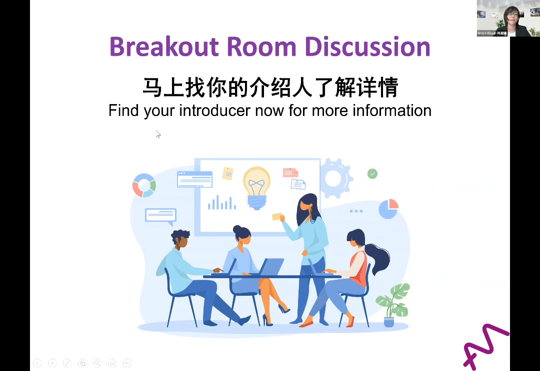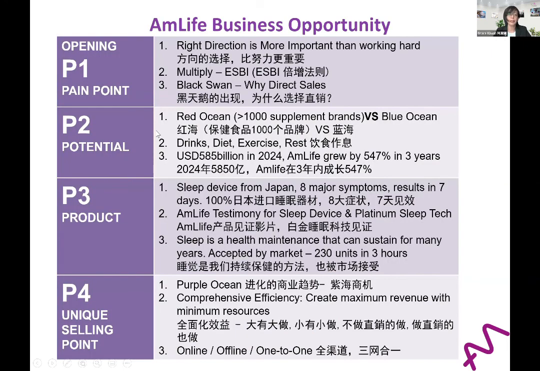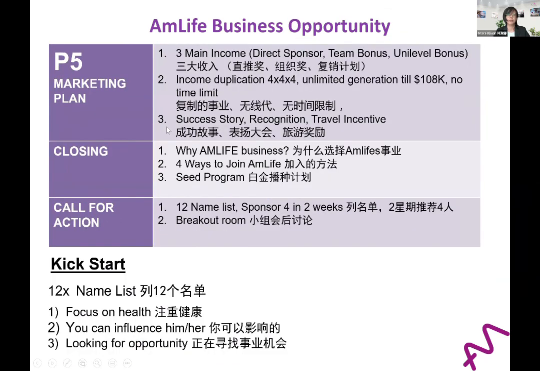Okay, and this is a summary. You may want to snap. I will not run through it again because it's the same thing that I mentioned, but we summarize it in point form for each of the P's for you to have an overview. Okay, yeah. And this is the P5 closing, and the kickstart is the name list. So the name list can also be people who are very health conscious, people who like natural wellness, people whom you can easily influence. Okay.